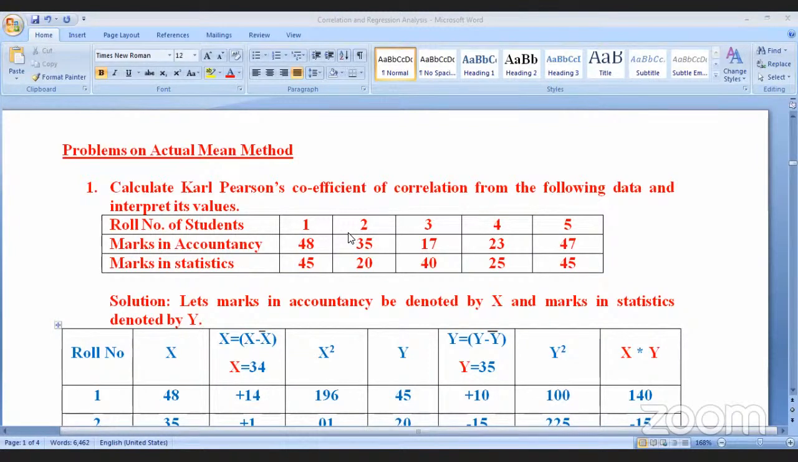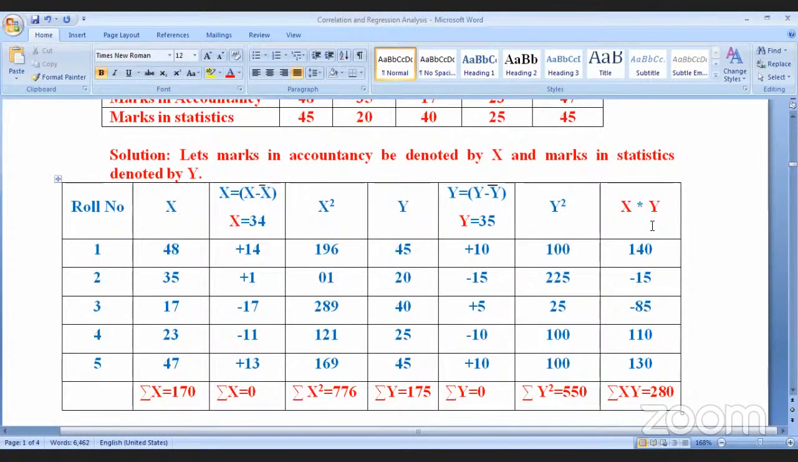The problem is given here for Karl Pearson's coefficient of correlation. Please ignore the roll numbers of students 1, 2, 3, 4, 5. Just consider marks in accountancy and marks in statistics: 48, 35, 17, 23, 47, then 45, 20, 40, 25, 45. Instead of using the name accountancy, I am going to denote accountancy as X, and statistics as Y, according to statistical convention. So the variables are written here: X values 48, 35, 17, 23, then 47.